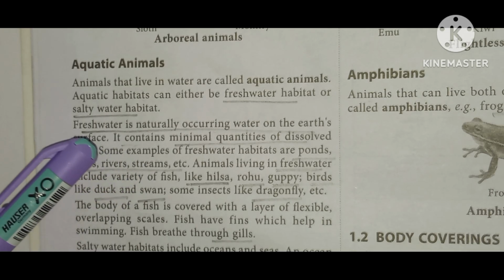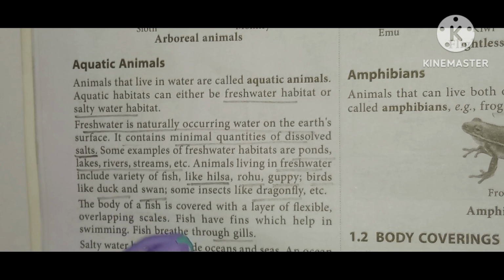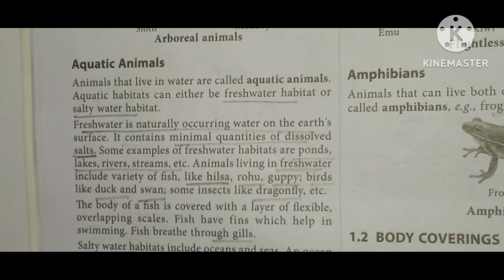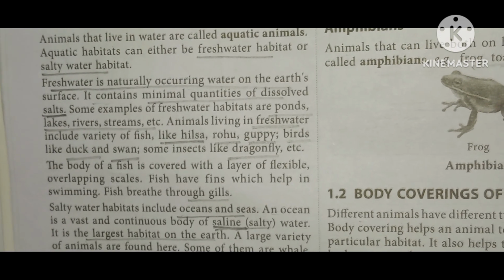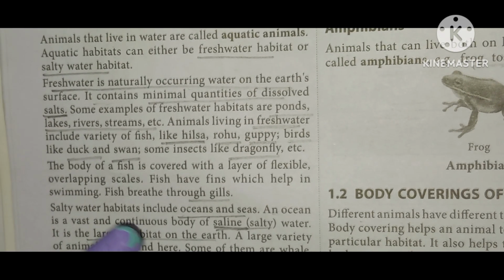Coming to the salty water habitats. Salty water habitats are oceans and seas. If you drink sea water, it is salty. We are not able to drink this water. It has lots of salt dissolved in it. But it is the largest habitat. Why? Because so much of the land is covered with oceans.